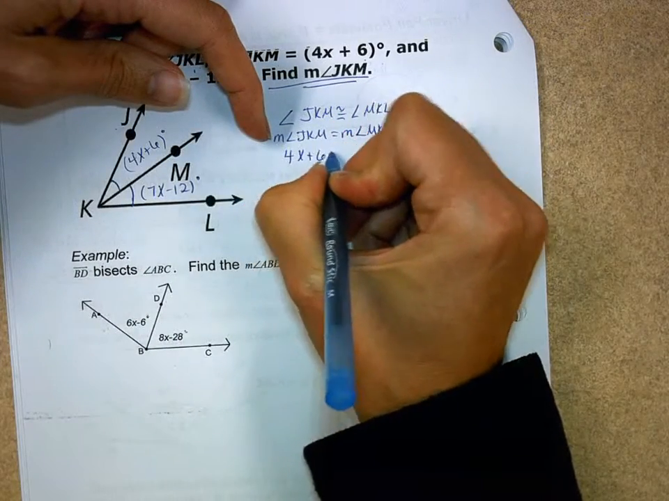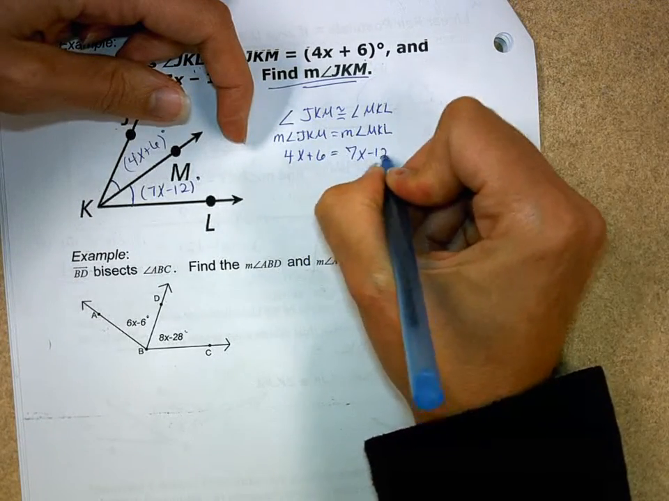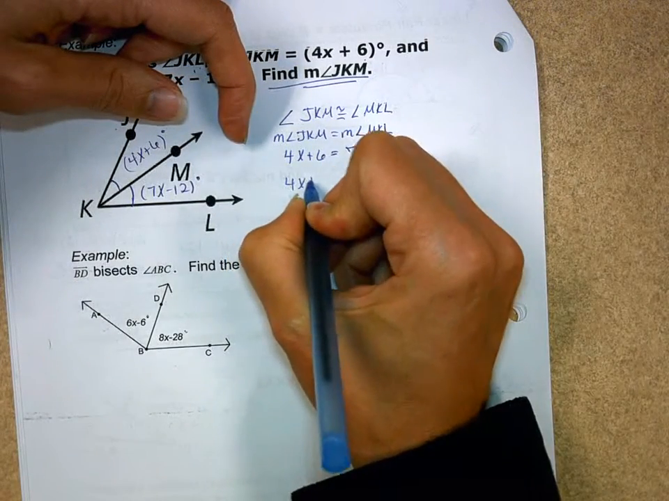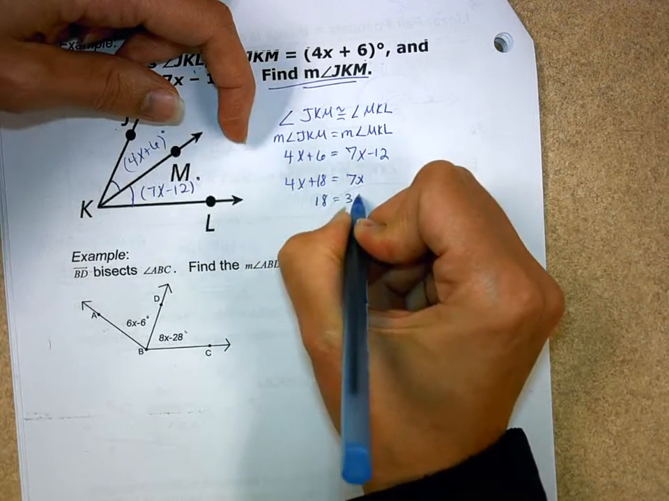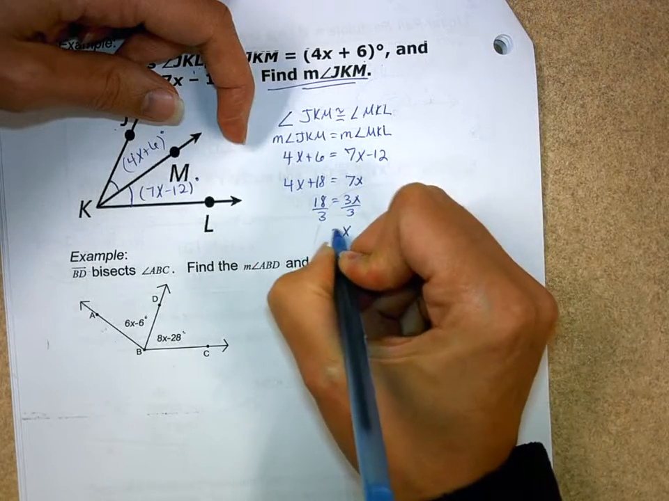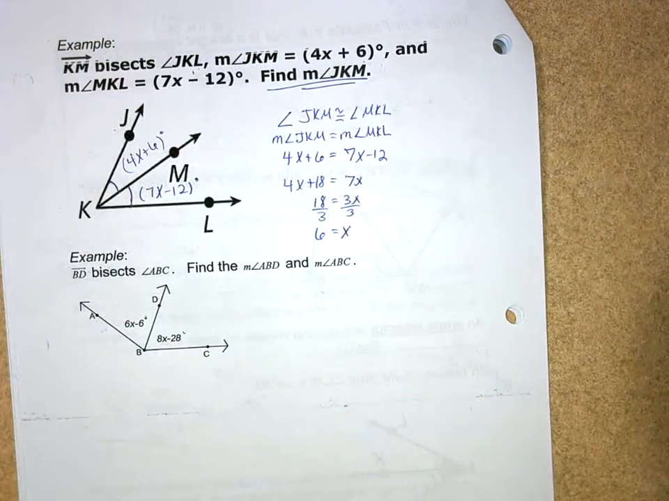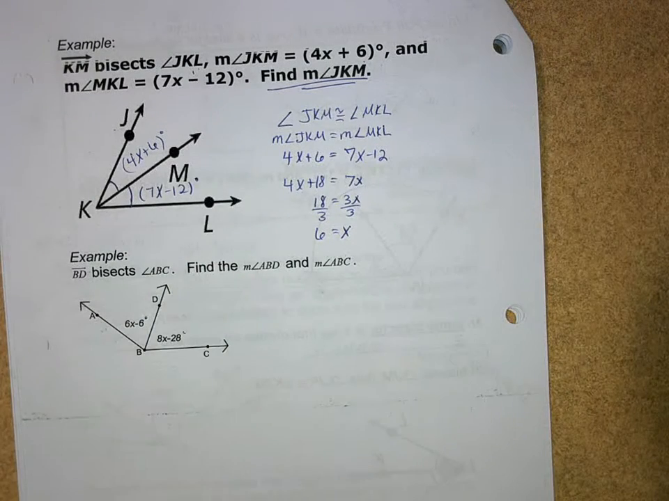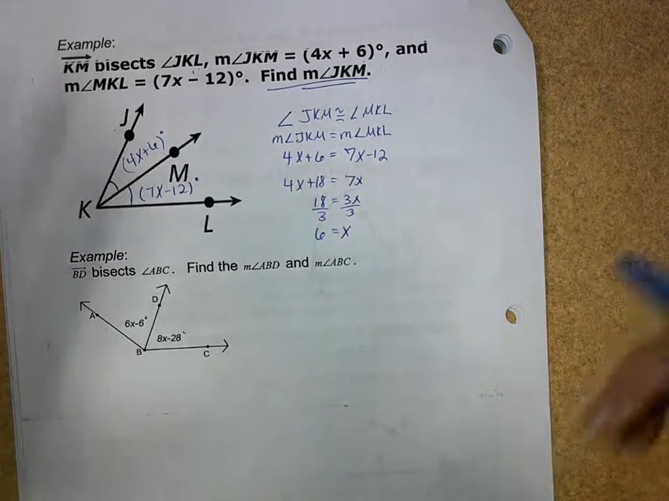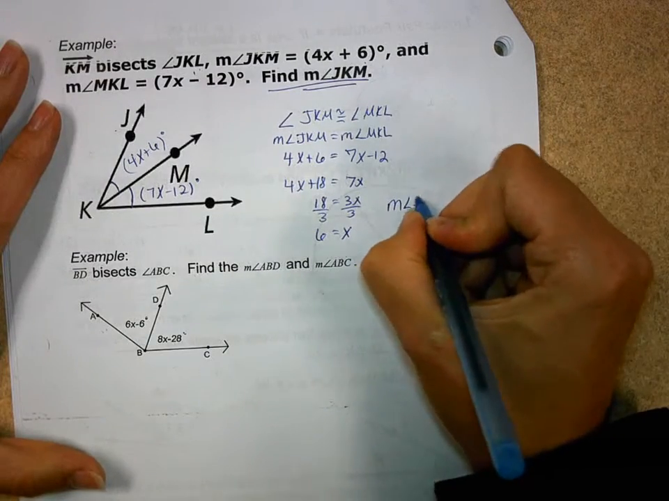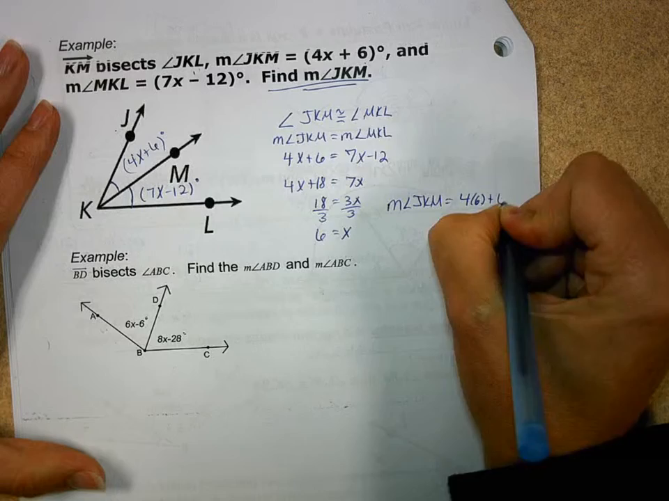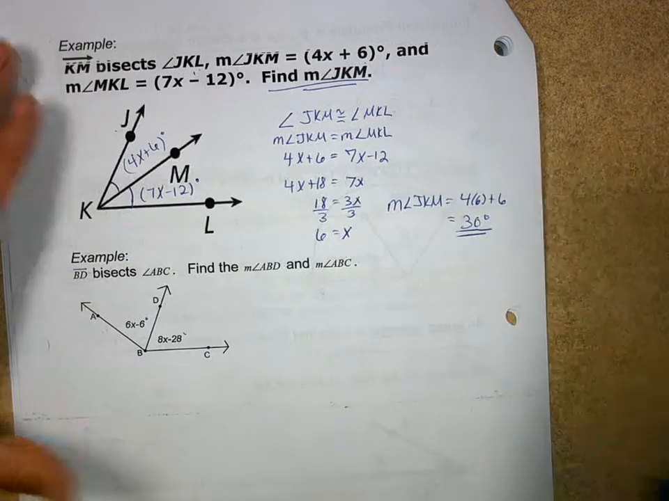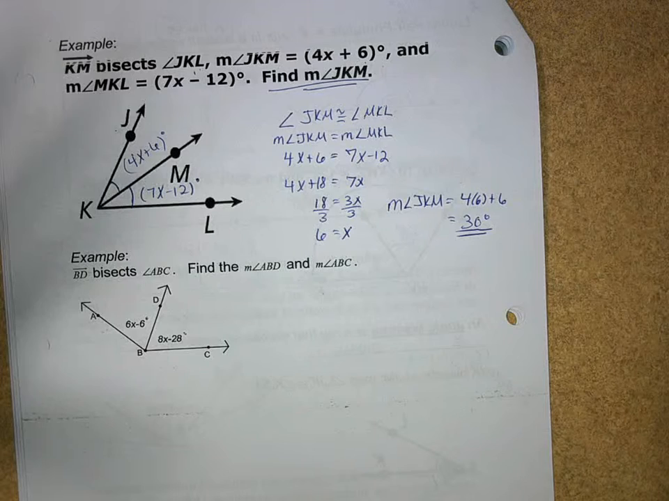I got 4x plus 6 is equal to 7x minus 12. Add 12 to both sides. Subtract 4x from both sides. Divide by 3. X is equal to 6. Now I ask myself, where do I want to go? Is that what I want? No. I need to find out the measure of the angle. So we're going to plug it in. The measure of angle JKM is going to be 4 times 6 plus 6. That's 30 degrees. Does that make sense?